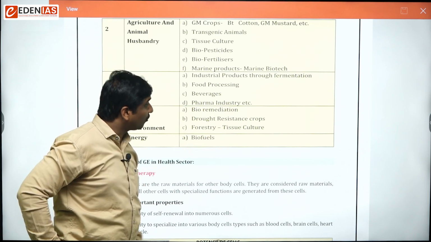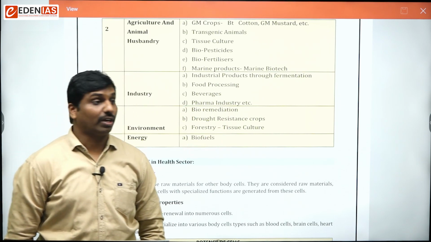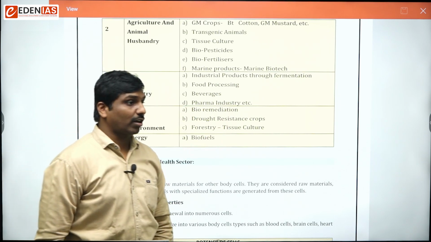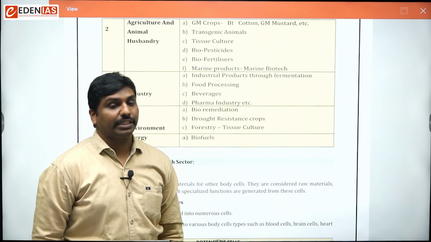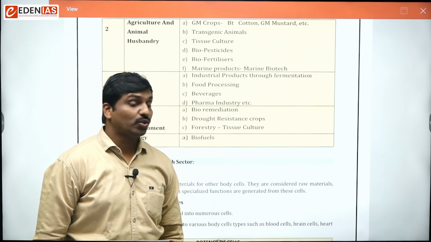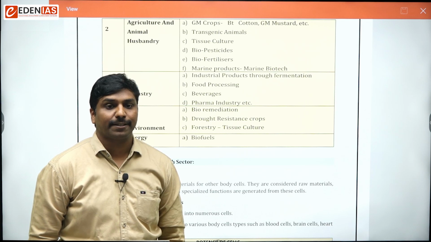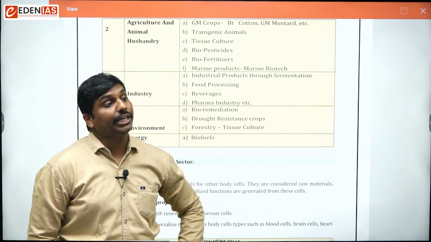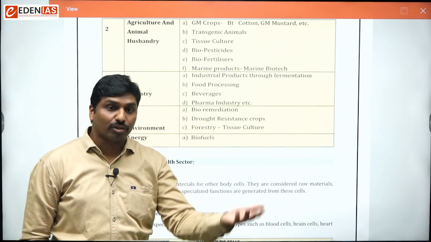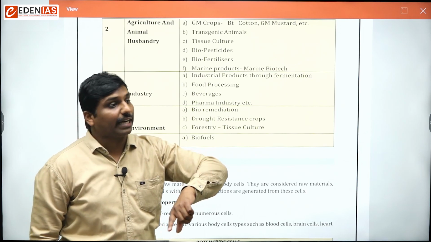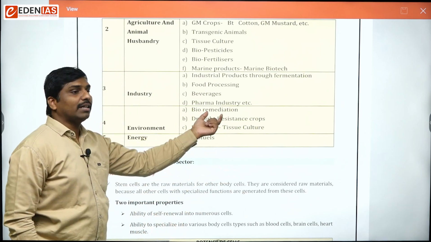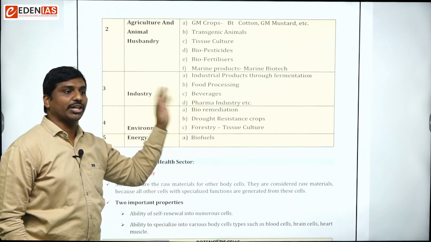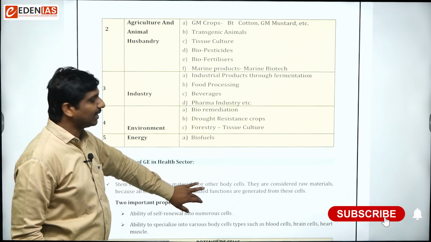So for production of drought resistant crops. In arid areas, think about the desert areas. There water availability will be less. So in such areas, we need to develop certain drought resistant crops. For production of that, we will have the application from genetic engineering or biotechnology.